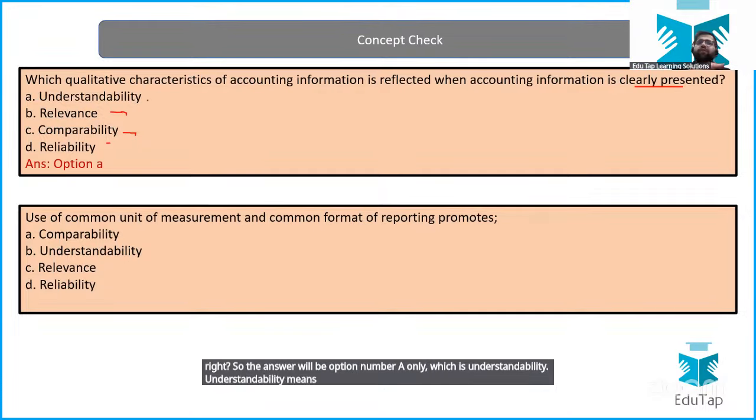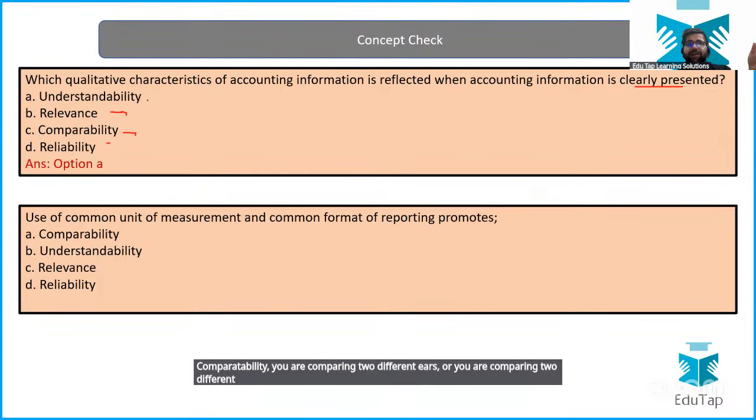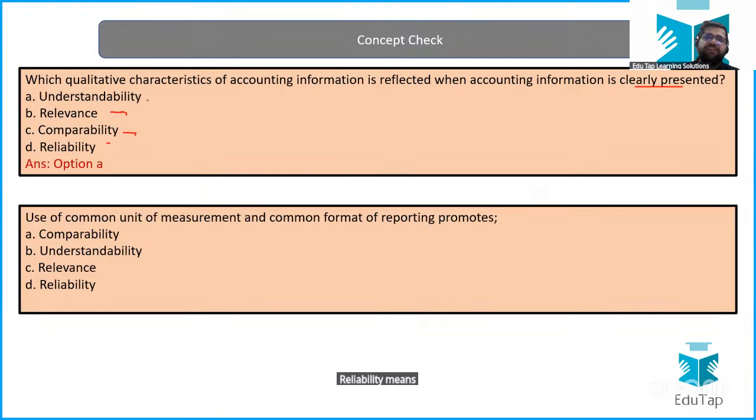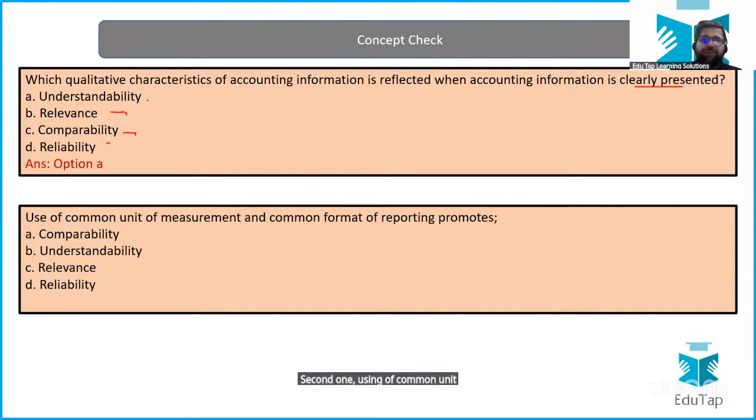Understandability means that you give me a basic picture. I cannot say relevance because relevance has to do with time. Comparability is when you are comparing two different years or two different companies. Reliability means error free, which was not the keyword in the option. So therefore the answer will be A. Second one: using a common unit of measurement or common format of reporting promotes what? Again, the answer will be option A, which is comparability.